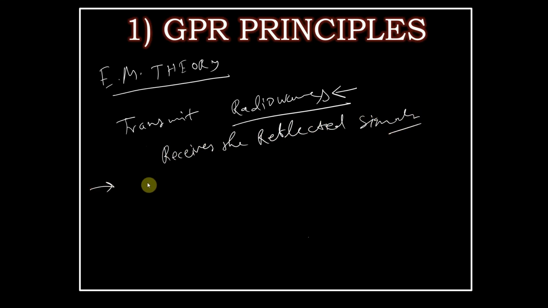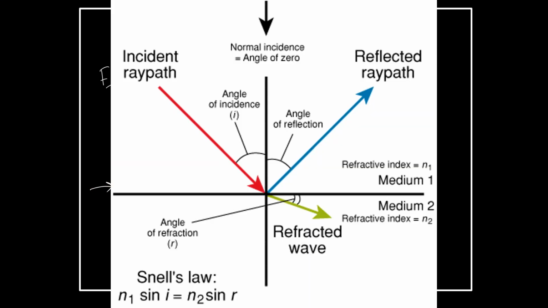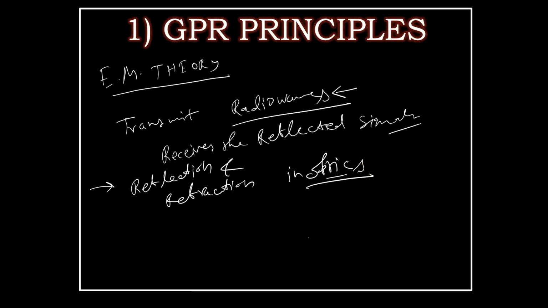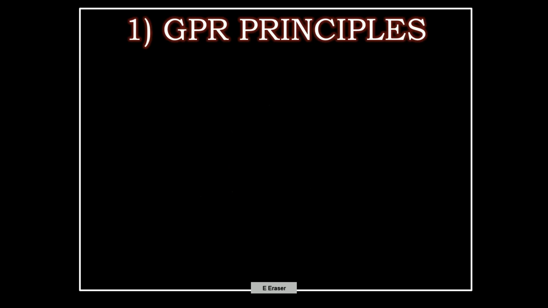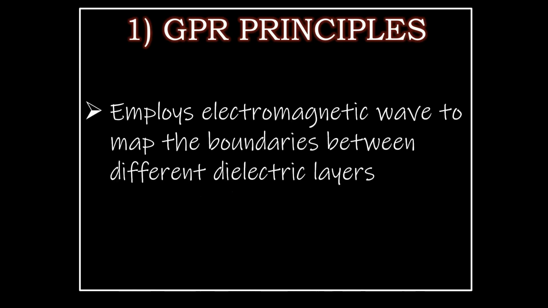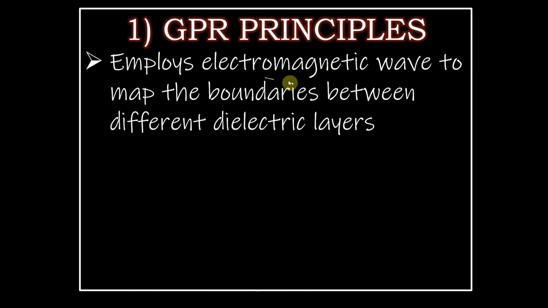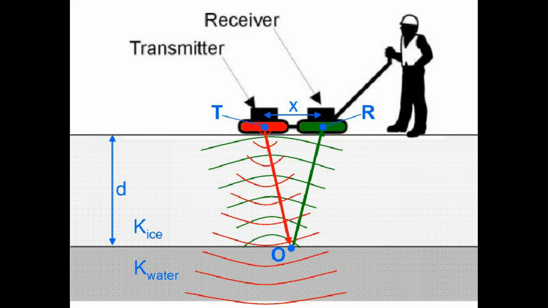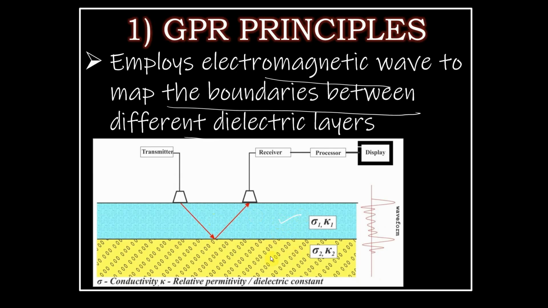I know in your school you have read the reflection and refraction theory in optics. I think you have read this, okay, and it also follows the same principle. Now let me tell you how a GPR system works. It basically employs the electromagnetic wave to map the boundaries between different dielectric layers. What do I mean by that? Let's assume 2 layers are there. This one is blue and this one is yellow, and these 2 layers are characterized by 2 different dielectric properties or 2 different dielectric parameters.